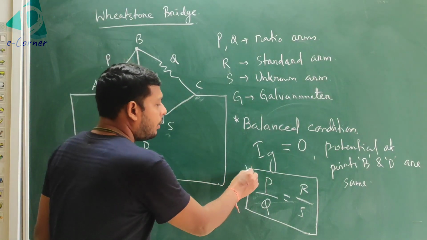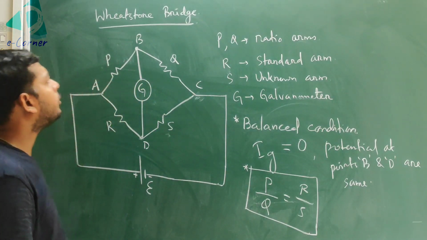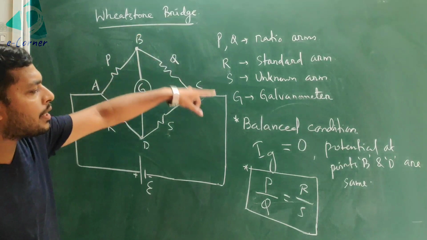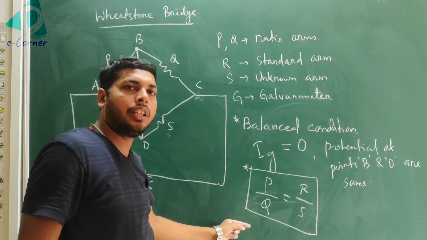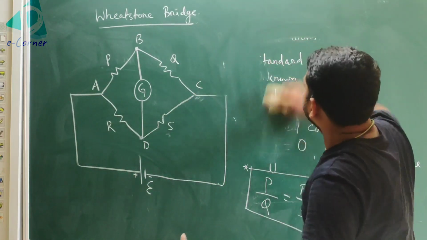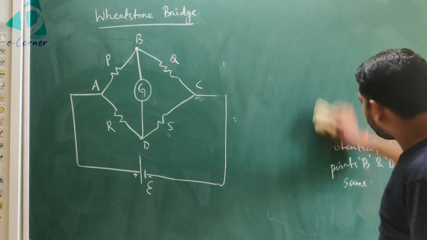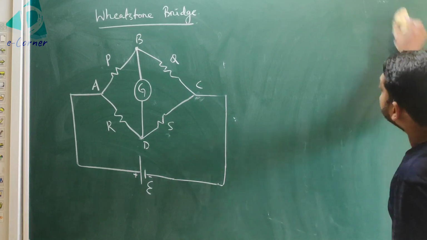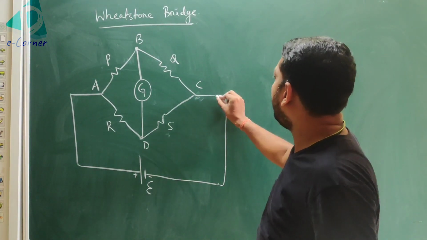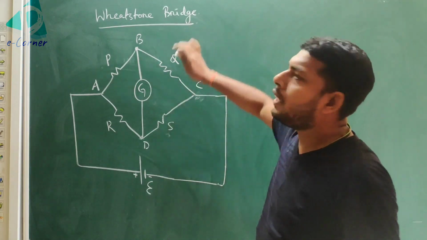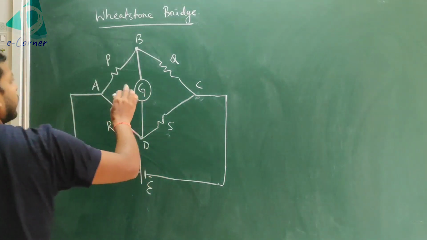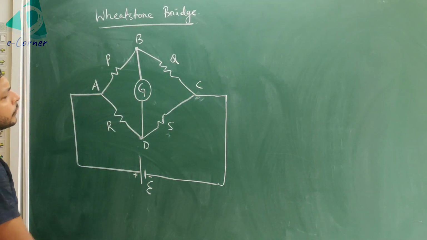Now we will derive, or find out, how we are getting this Wheatstone bridge balance expression. The same circuit diagram is necessary to find the expression or balance condition of the Wheatstone bridge. Let's take the same thing here. This is the circuit diagram.